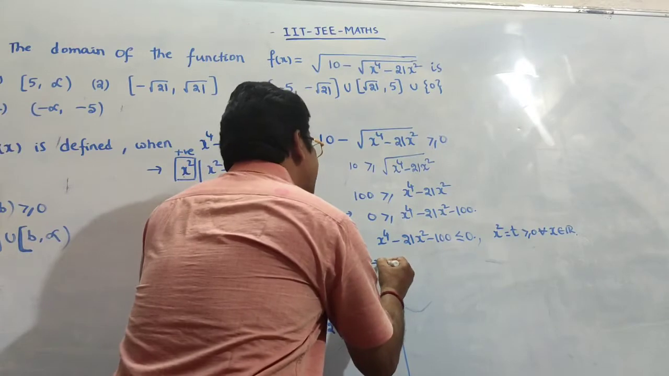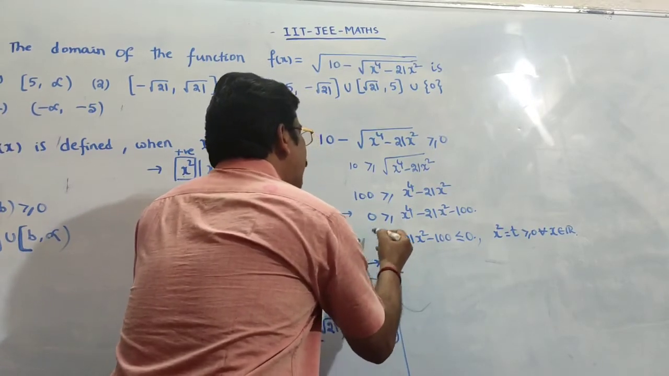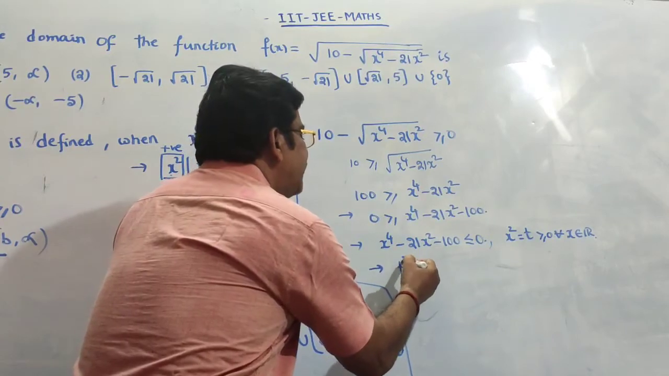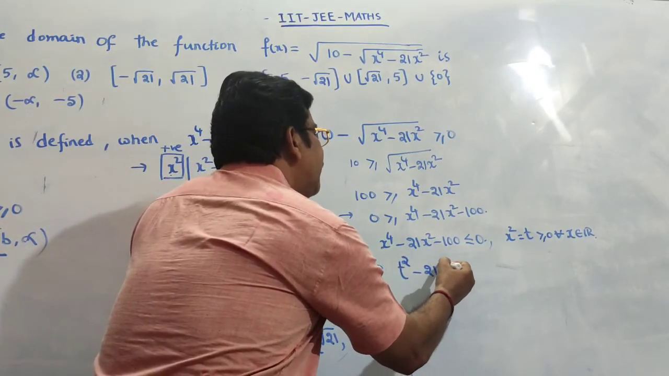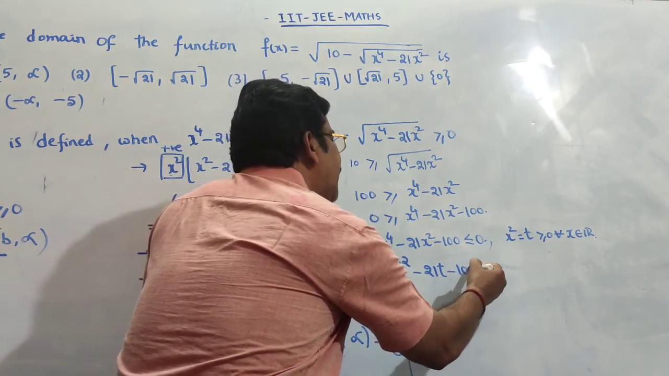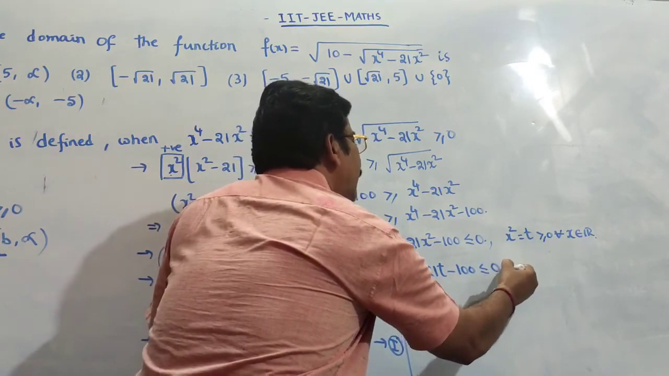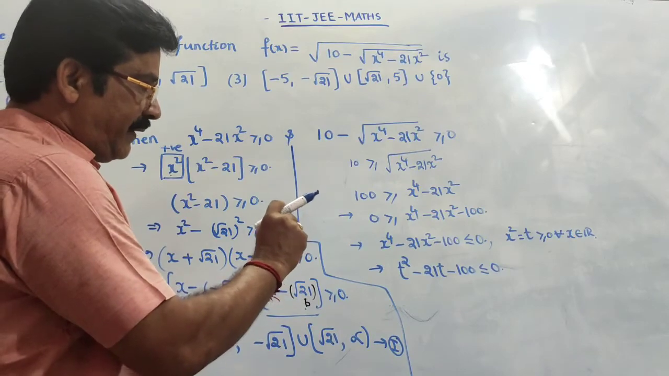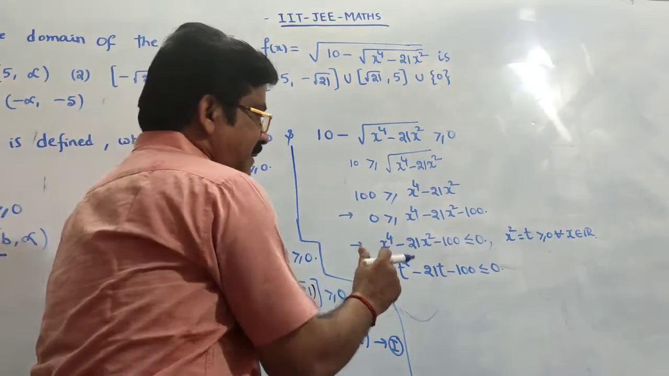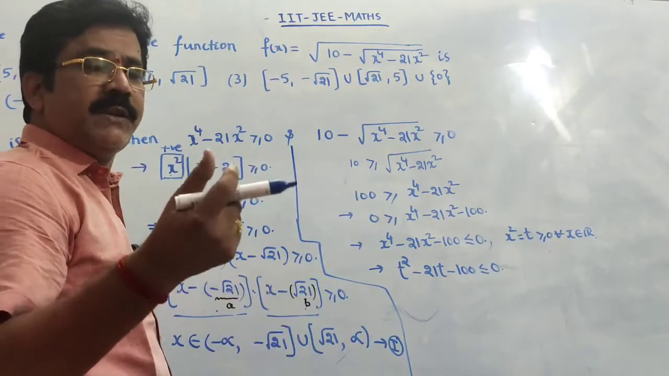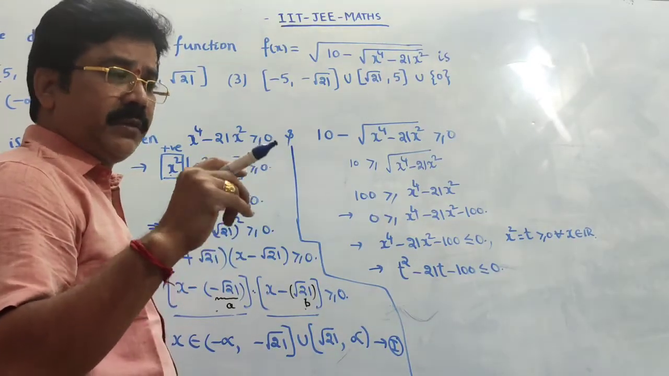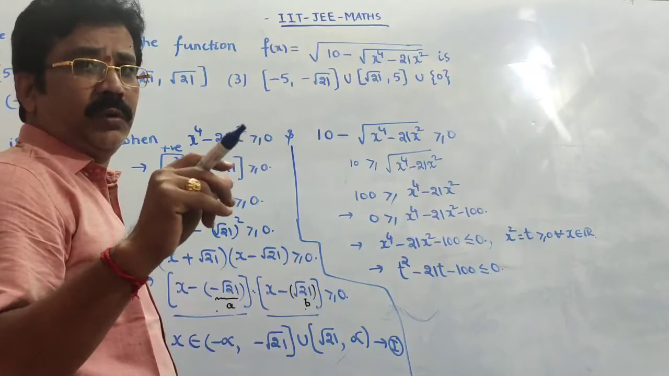Then this equation becomes x square whole to the power of 4, which means (x square) whole square. So it is t square minus 21t minus 100 less than or equal to 0. Now it is better to find the factors. So the factors are 25 and 4: 25 times 4 is 100, and 25 minus 4 is 21.